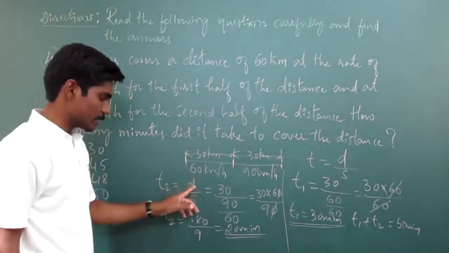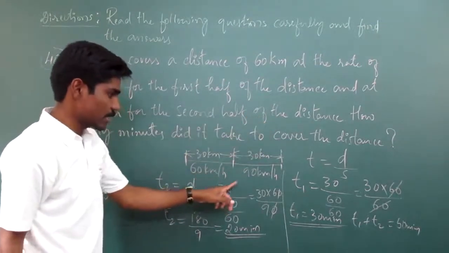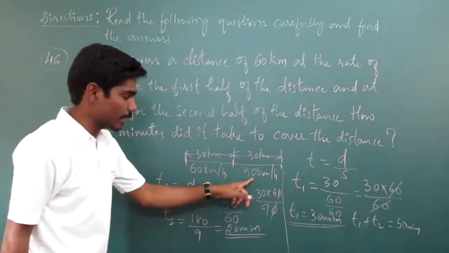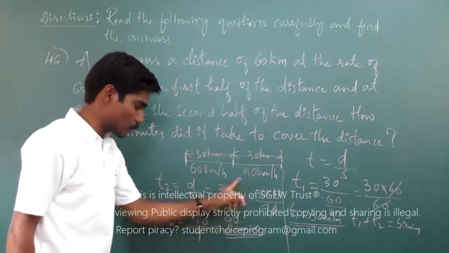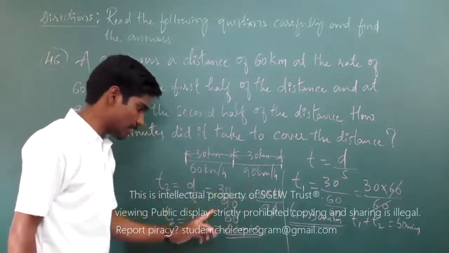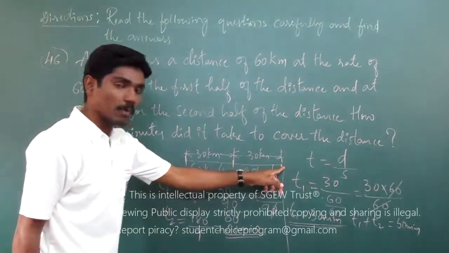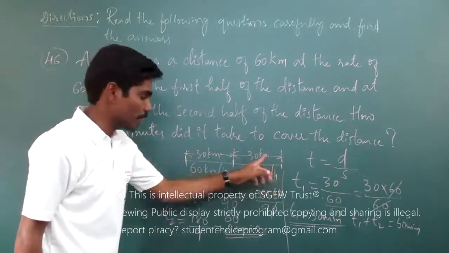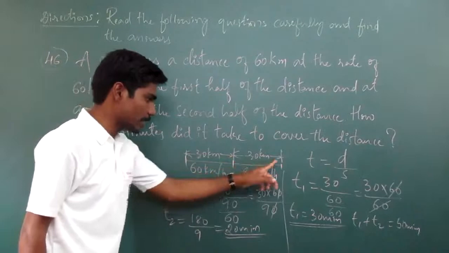Now in the next half, that means T2. T2 is again distance by speed. In the next half also we are covering 30 km, 30 as it is. And at what rate are we covering? We are covering at the rate of 90 km per hour. That means 30 divided by 90 by 60. Again this 60 goes to the numerator. And when you solve this, you will get it as 20 minutes. That means from the center point to this point, we require 20 minutes. So from here to here it is 30 minutes, from here to here it is 20 minutes.